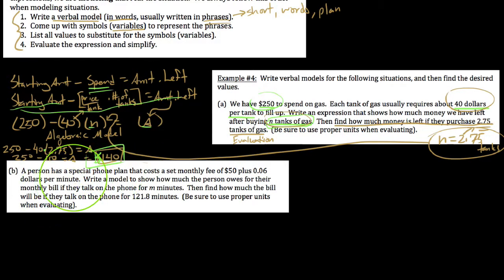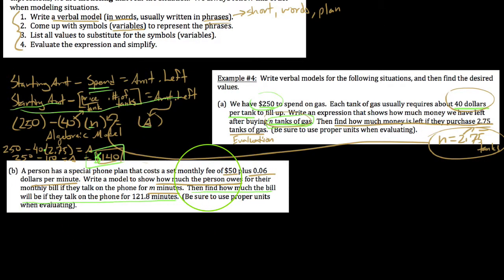This last example says a person has a special phone plan that costs a set monthly fee of $50 plus $0.06 per minute. So we need to underline these. We say set amount $50 plus 6 cents per minute. It says write a model to show how much the person owes for their monthly bill if they talk on the phone for M minutes. And then, this is our alternate sentence down at the bottom, it says then find out how much it'd be if they talked on the phone for this many minutes. Use units. So we say, all right, phone plan.